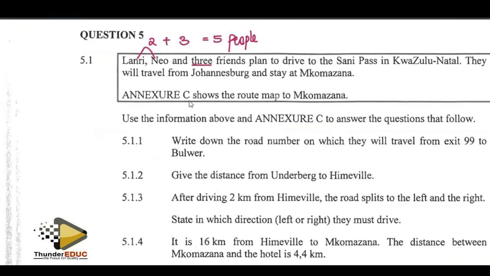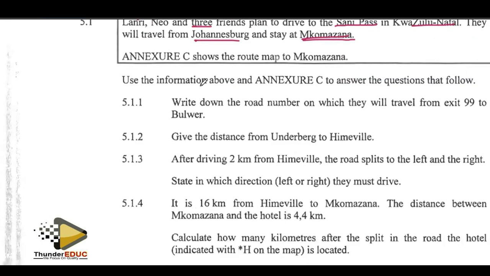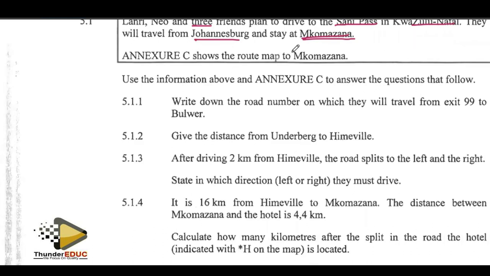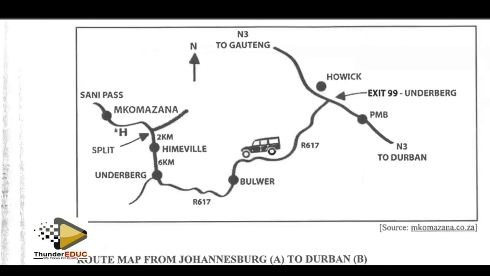They are driving to Sani Pass. Where is it found? It's found in KwaZulu-Natal. They will travel from Johannesburg and stay at this place here. And afterwards, I think they will continue. All right, we go and we see. Annexure C shows the route map to Makhosi. Use the information above and annexure C to answer the following questions. Write down the road number on which they will travel from exit 99 to Bluer. Let's go there. They are here.